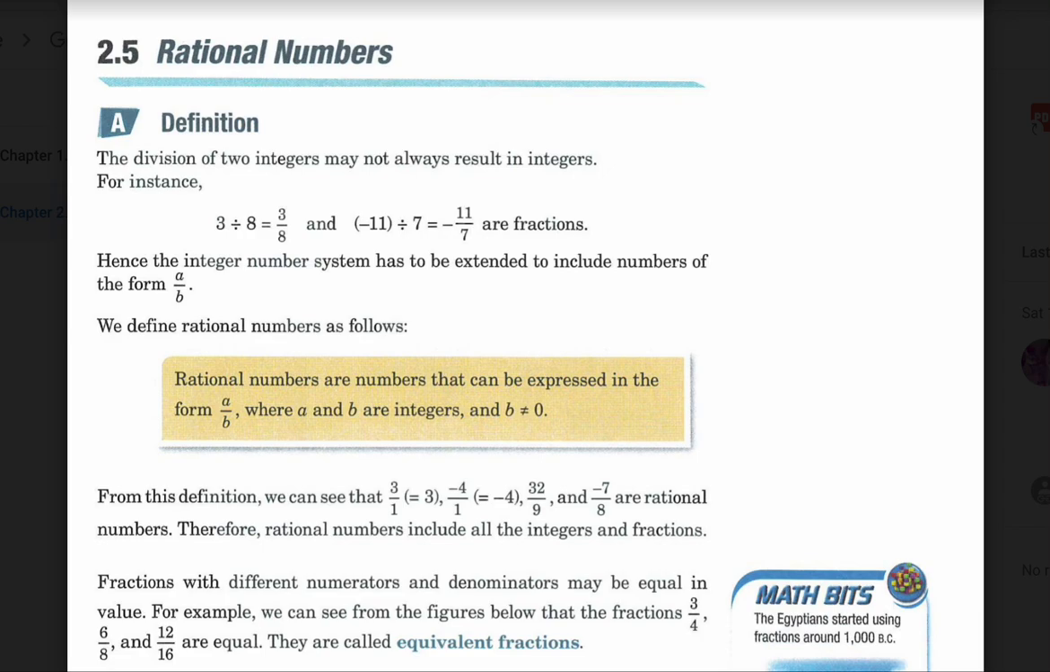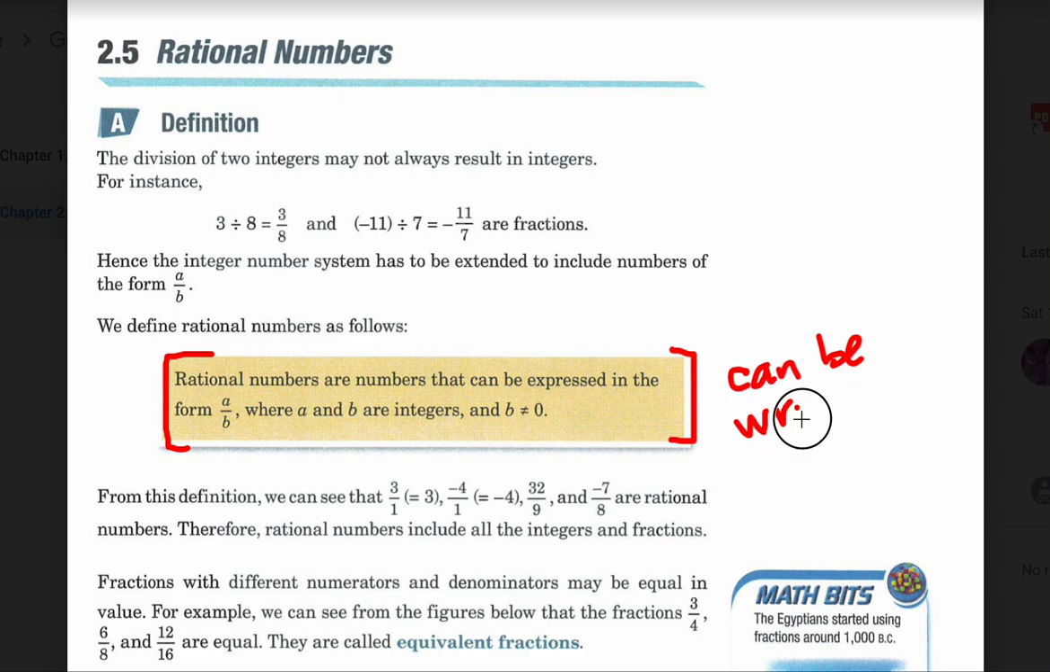So rational numbers, and you should add this to your notes, are numbers that can be expressed in the form a over b or a divided by b, where a and b are integers or positive or negative whole numbers. All that means is that rational numbers are numbers that can be written as a fraction.